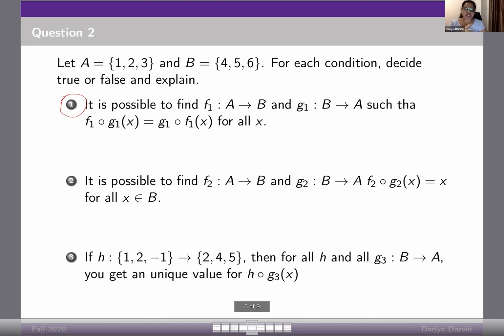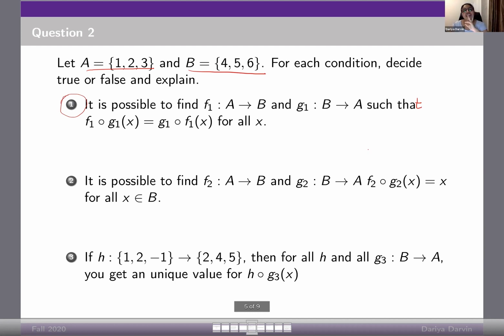So you have a function f going from A to B. Your A is this, your B is that. And you have a function g going from B to A. This should have said "such that." Nobody in my previous tutorial noticed that. Good to know.